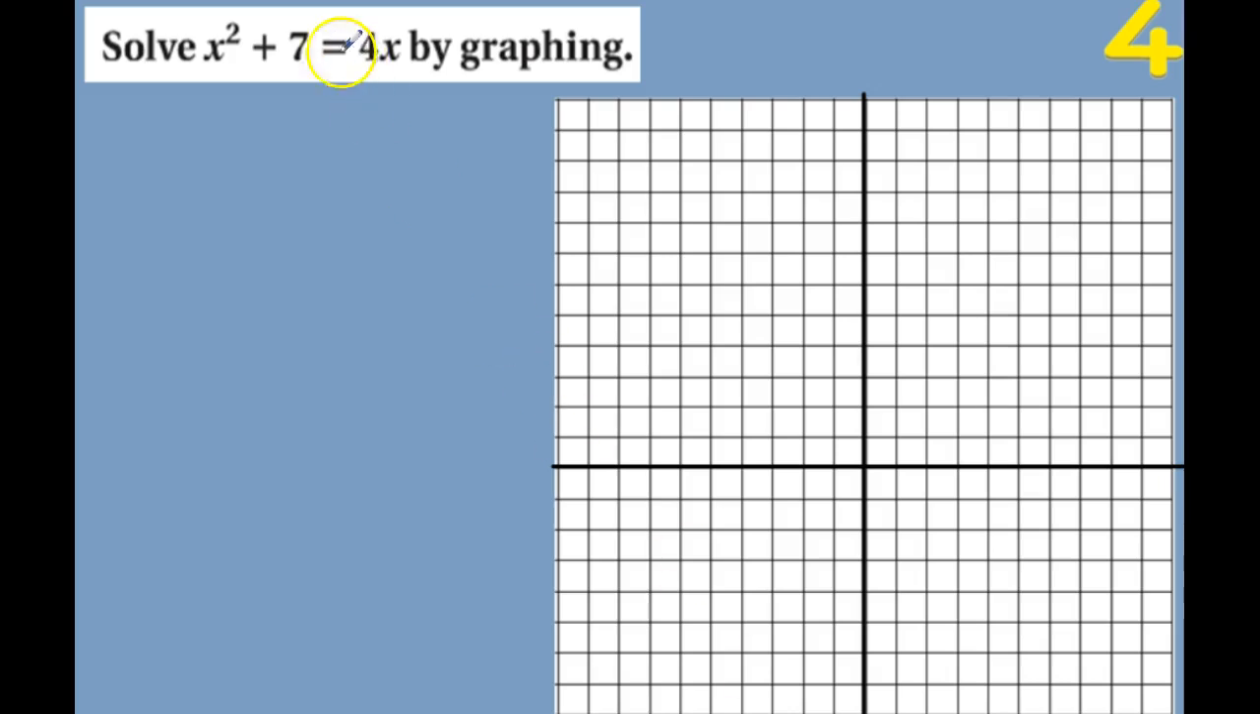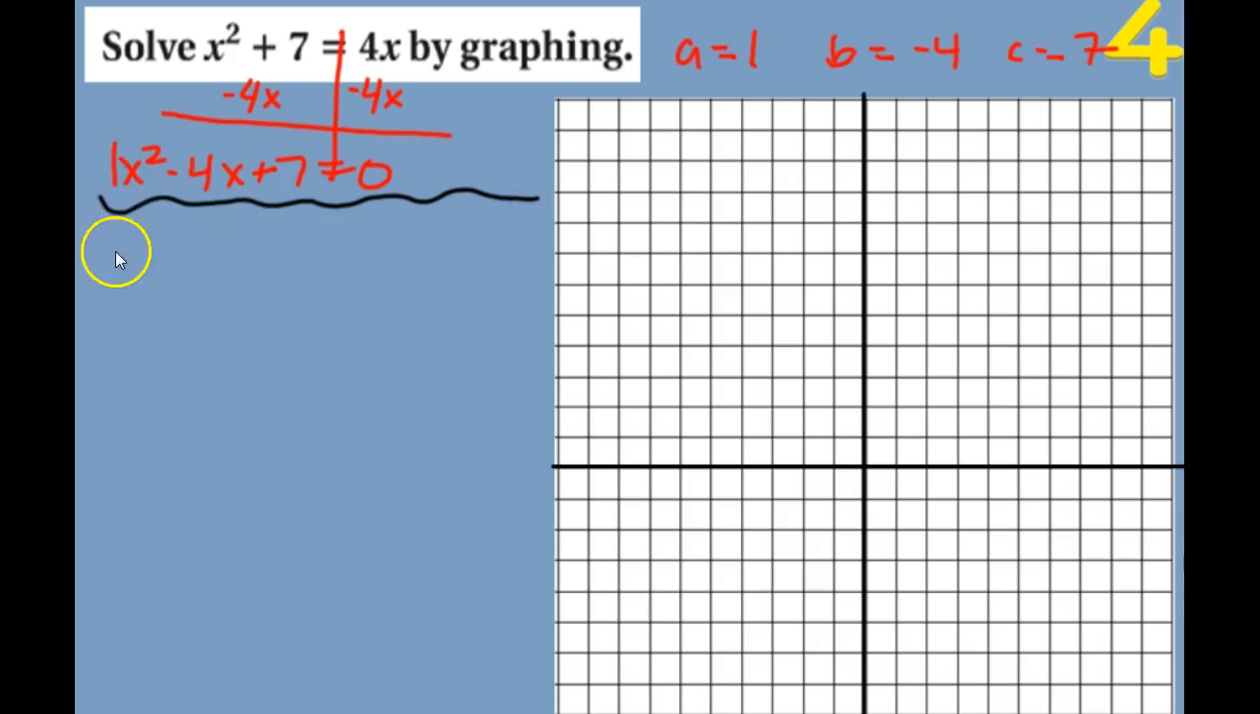Alright, this one again, we don't have it equal to 0, so we need to move this 4x over to the other side. So we have x squared, then just our x's, so minus 4x, plus 7 equal to 0. So a in this equation would be 1, b would be negative 4, and c is 7.